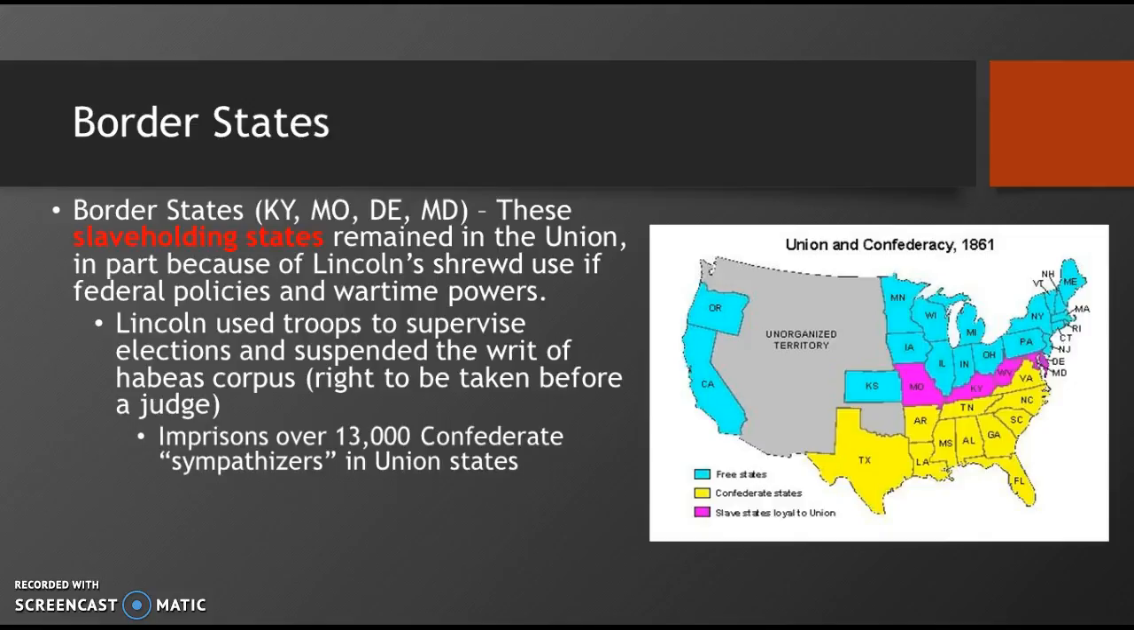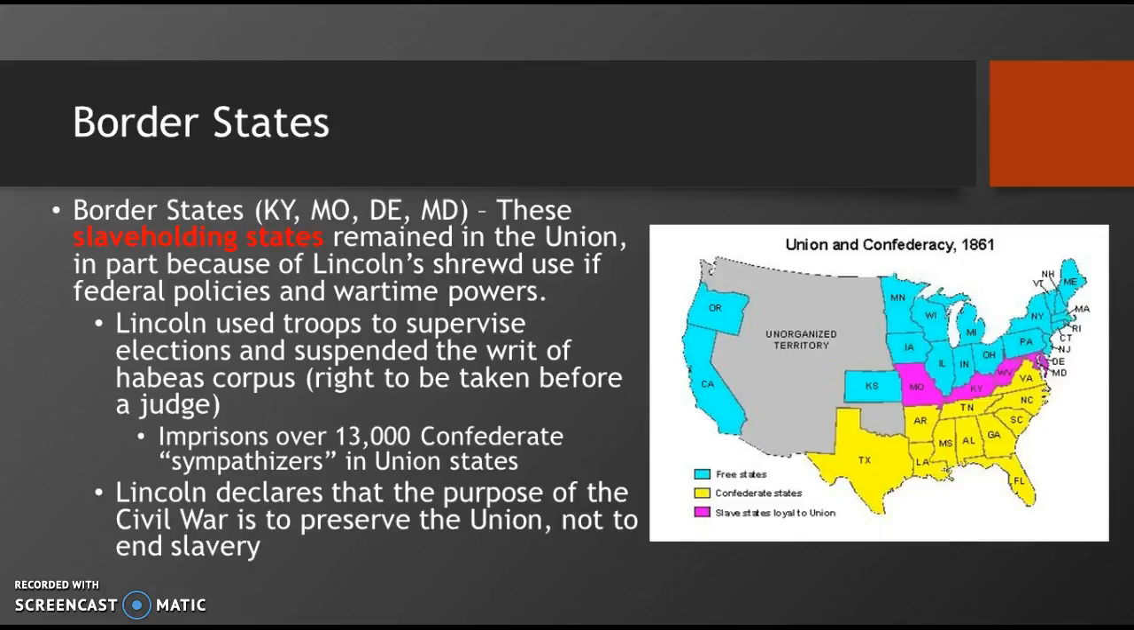Because of that, he imprisoned over 13,000 Confederate sympathizers, people who sympathized with the Confederacy in those Union states. So anyone in those border states who was trying to stir up ideas about secession and maybe leading those states, Maryland, Kentucky, Delaware, and Missouri, he went ahead and arrested them, so there was never really a movement for those states to secede.